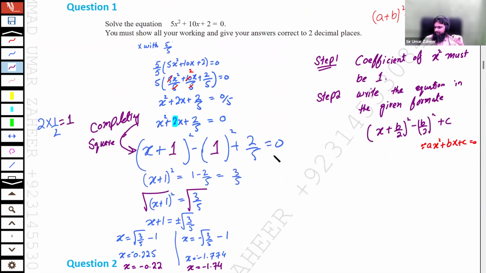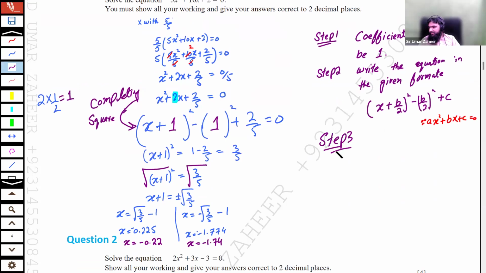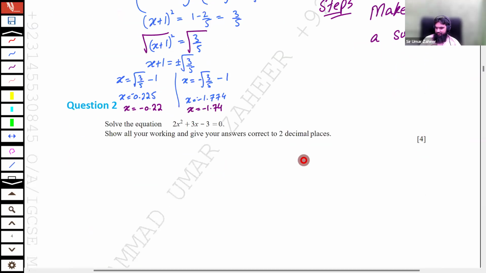Yes, everyone, any question? No. So after writing, the third step is, obviously when you have to do the completing square, you just have to simply make x the subject. That's it. This is just a main step. Let's do one more question, so it is going to be more clear.